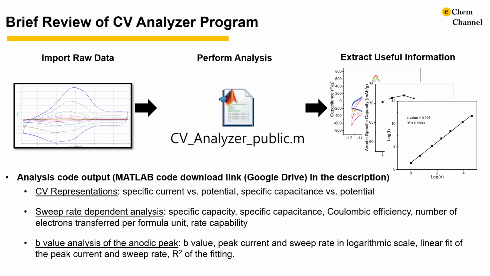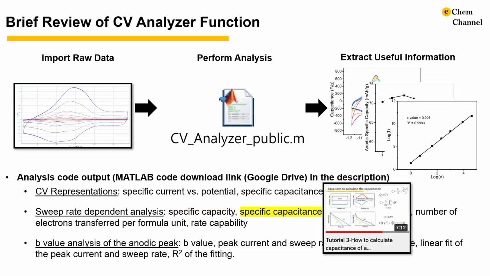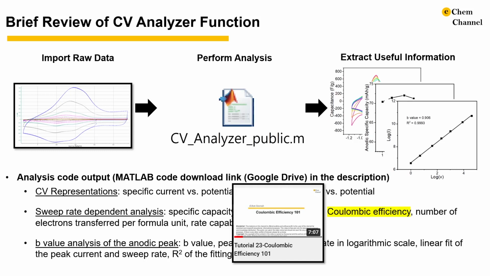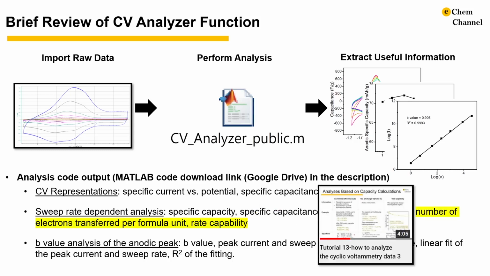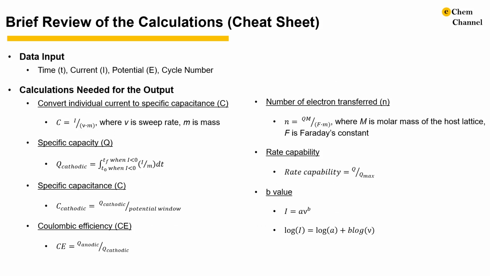For a detailed introduction on how to calculate these parameters, I list here some of our previous tutorials for your information. Converting current to specific capacitance is relatively simple. You can do that by dividing current by sweep rate and mass. For specific capacity, you can refer to tutorial 11. For specific capacitance, tutorial 3. For Coulombic efficiency, tutorial 23. For the number of electrons transferred per formula unit and the rate capability, tutorial 13. For b-value, tutorial 17.